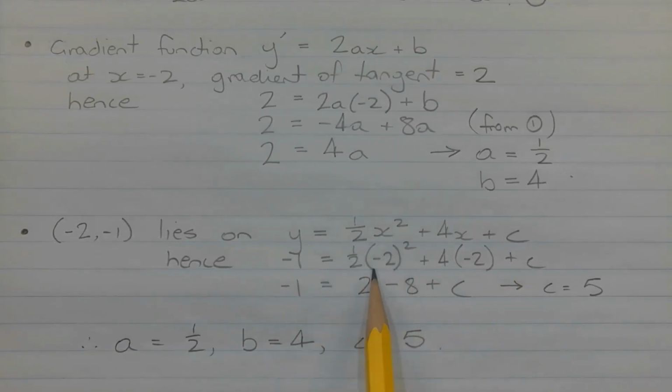We can evaluate this term here and this term here. We get -1 is equal to 2 minus 8 plus c, and 2 minus 8 is -6. If we move that over to the other side, it becomes positive 6. 6 minus 1 is 5, so c is equal to 5. Therefore, a is equal to half, or 1/2, b is equal to 4, and c is equal to 5.